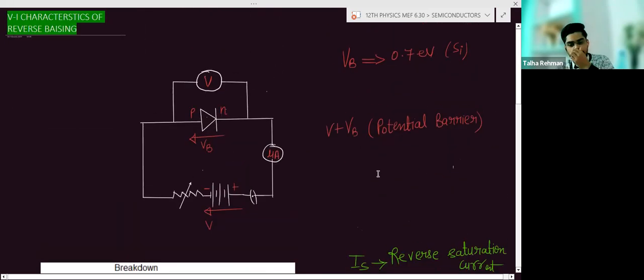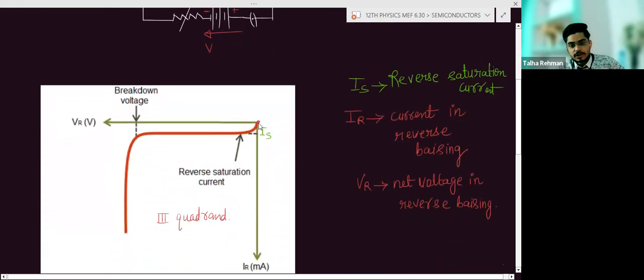So what we have to do is increase the applied voltage in the negative direction, so we plot the graph in the third quadrant. In this direction we increase the applied voltage, and initially the current is a saturated value, a constant value. This is known as the reverse saturation current.